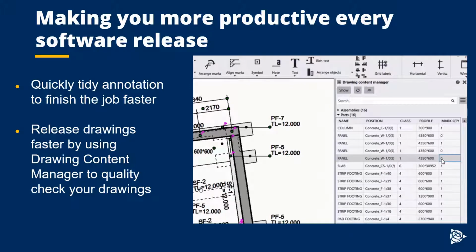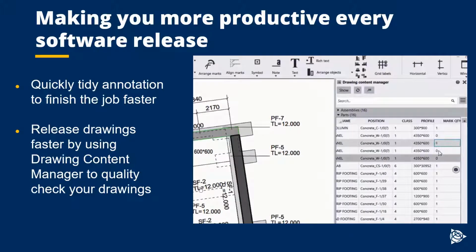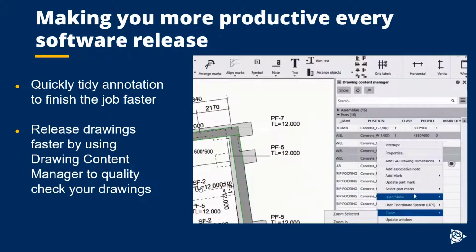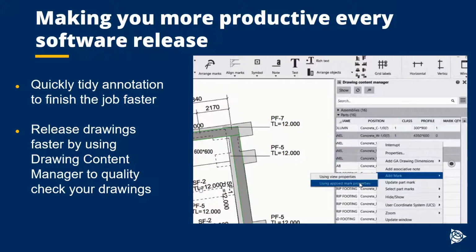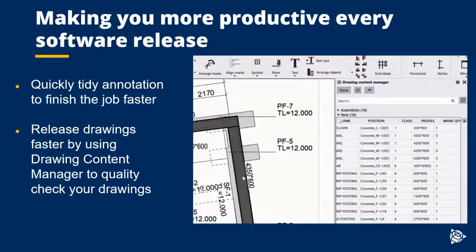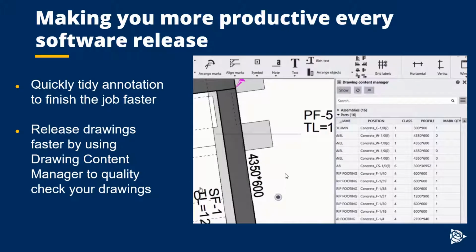Here you can see that those objects are not marked, and then you can select them from this drawing content manager and you're able to add a mark from that list. And so that way you can be sure that all the parts that need to be marked are marked for this particular revision, and you can get that drawing finished out the door much faster.